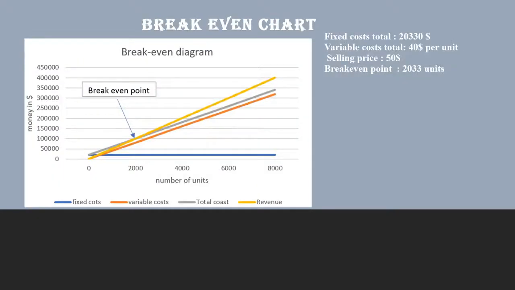Our total fixed cost is $20,330. Our variable cost is $40 per unit. We set our selling price to $50, and to make this activity lucrative, we need to manufacture and sell 2,033 units, and if we make less, we will make losses.